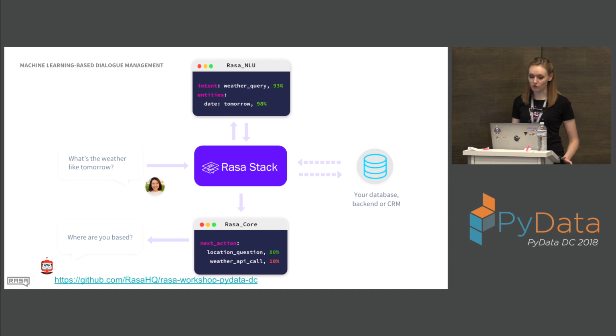And another piece is called Rasa Core, which is a machine learning driven dialogue management system, which uses machine learning and real conversational data to predict how an assistant should respond based on the state of the conversation and also the context. And those answers can be a lot of different things. They can be simple text responses or voice responses, or something more complicated, like backend integrations such as API calls or getting data from a database. So basically, the sky's the limit of what you can do.